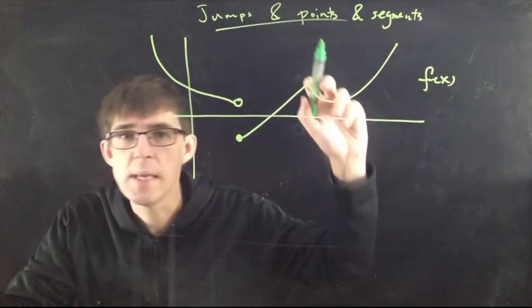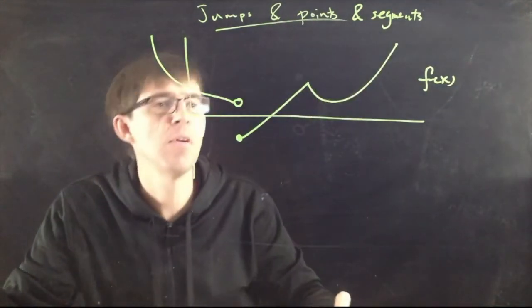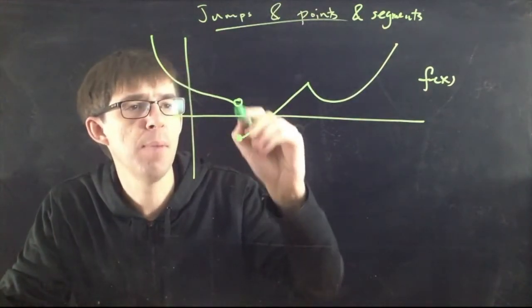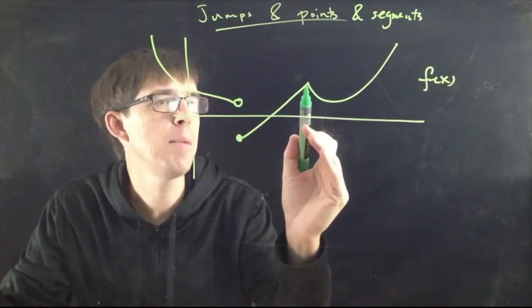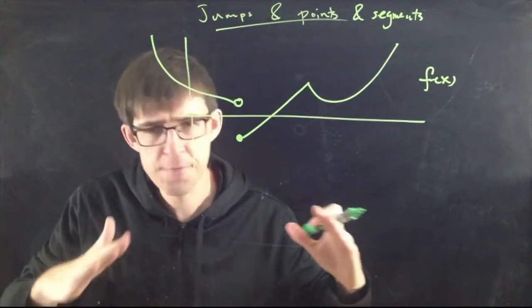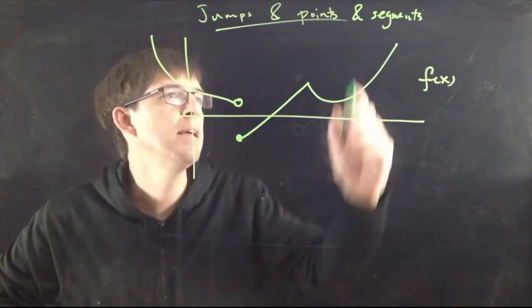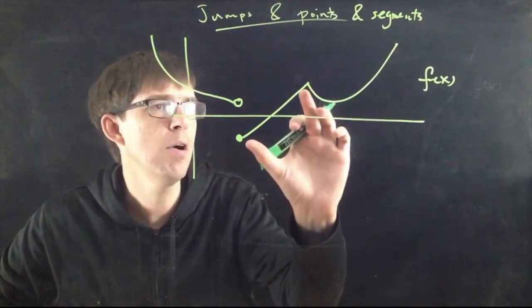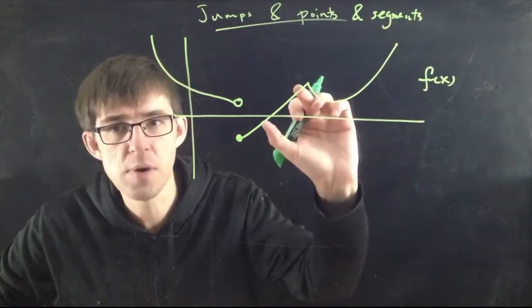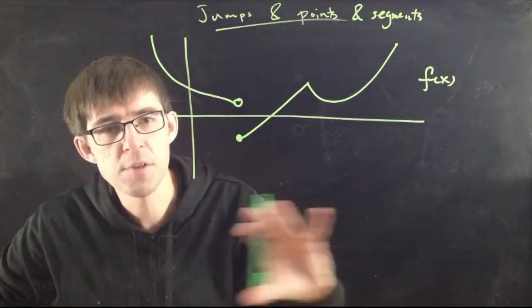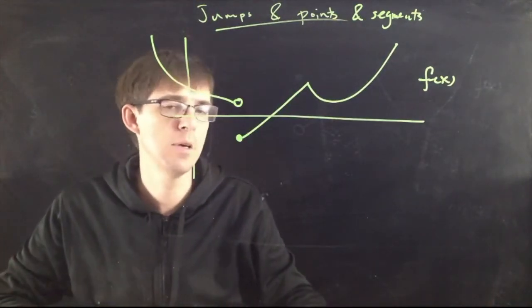Jumps and points and segments is what I want to talk about here. This is what I mean by a jump in the graph. This is what I mean by a point. That is, the graph for some reason makes a sharp point like that. And then segments, I mean line segments. Part of this graph actually just looks like a straight line, and you'll see that will have a certain kind of appearance in the derivative.